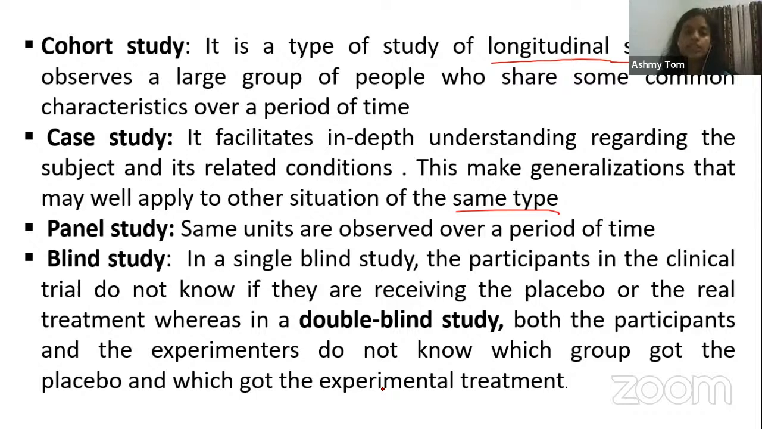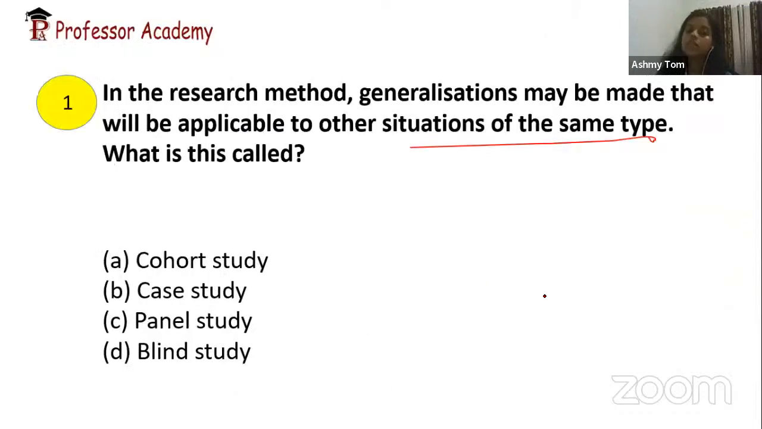Then double blind study comes into picture when both the person who gives, that is the experimenter, and the person who receives it, the participant, don't know who received the actual placebo or who received the experimental treatment. So after the reactions only we came to the conclusion. That's what happens in the double blind study. So moving on to our question, here we have seen already the generalization happens if it is the same situation, the situation of the same type in a case study.